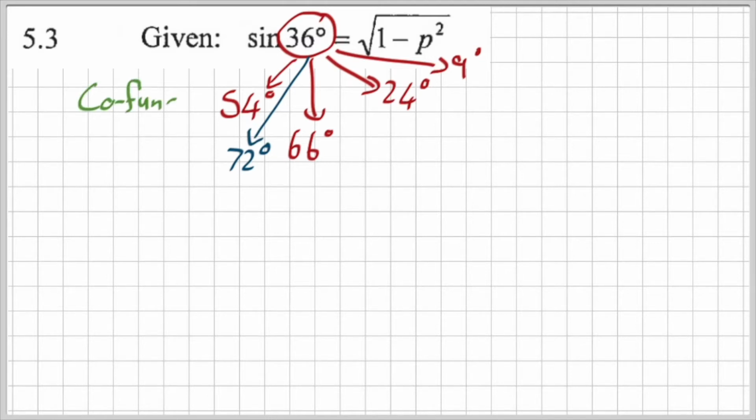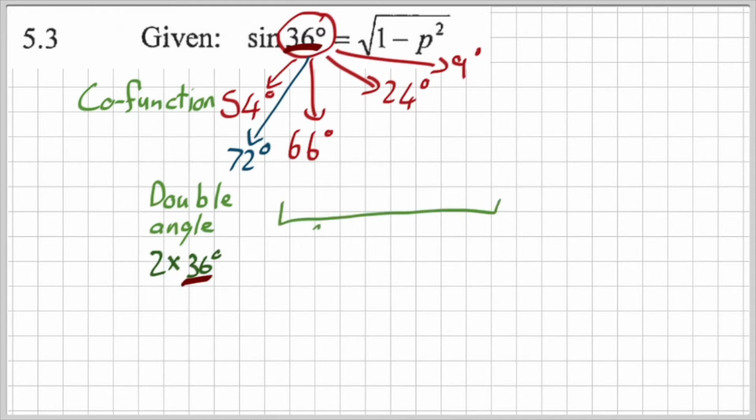The 54 is cofunctions. The 72 degrees is actually a double angle, or 2 times 36. You see, I'm constantly trying to get back to 36. Then I've got compound angles, but not just any compound angles. 30 plus 36.